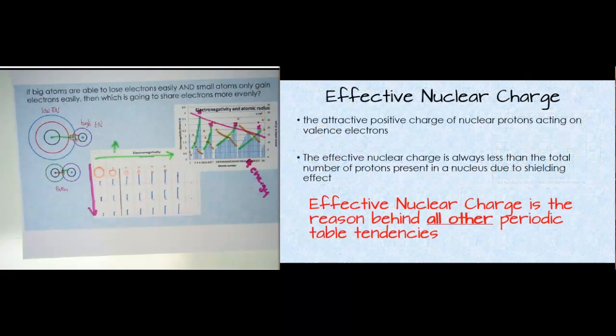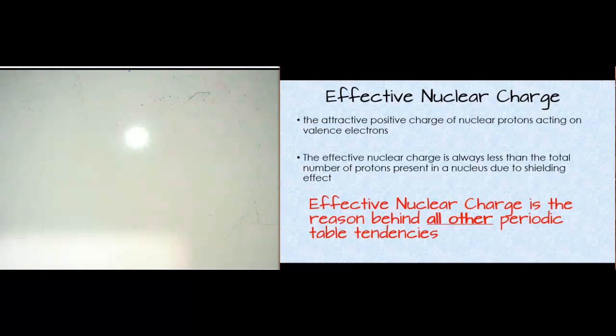Okay. Very last slide is this, and this is just effective nuclear charge. Obviously, this is way too much for you to have to do tomorrow, but I just want you to see it. Effective nuclear charge is just the reason. It is Q1 Q2 over D. It's the reason why all of these trends occur.